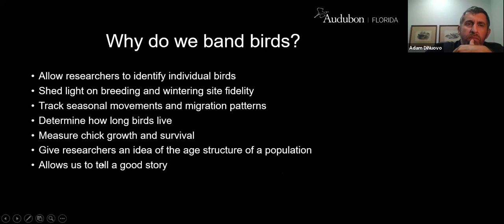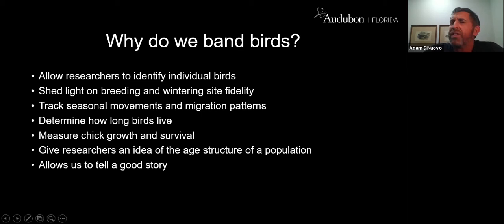So I guess we'll start with why we band birds. Most birds all look alike. Males and females sometimes are different, but in general, birds of the same species look similar. So we use banding basically to identify individuals, and by doing that, we can follow their movements, which is basically what we're trying to do.